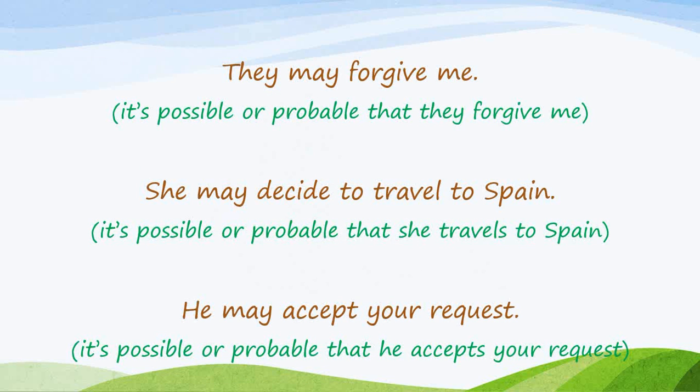Here we have some examples to make you comprehend how these modal verbs work. They may forgive me. That means that it's possible or probable that they forgive me. We're making a possible prediction of the future. She may decide to travel to Spain. That means that it's possible or probable that she travels to Spain.